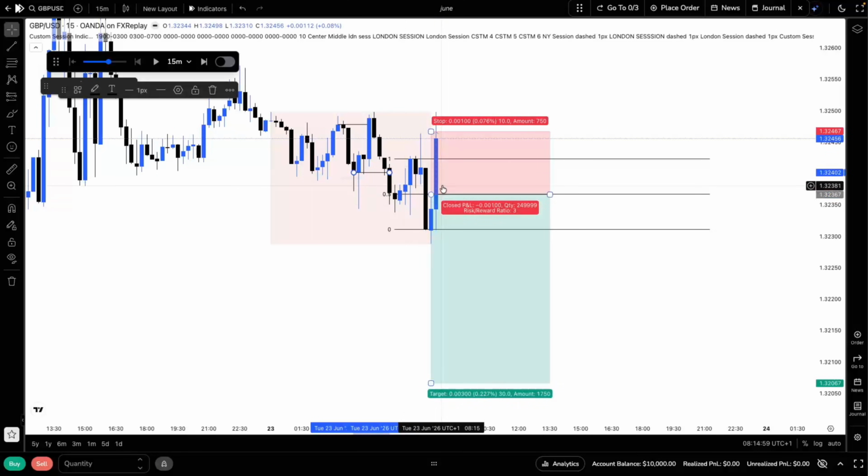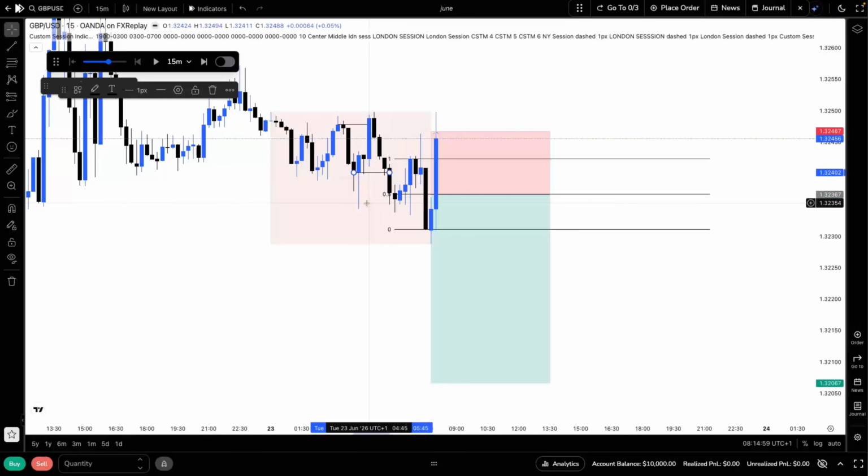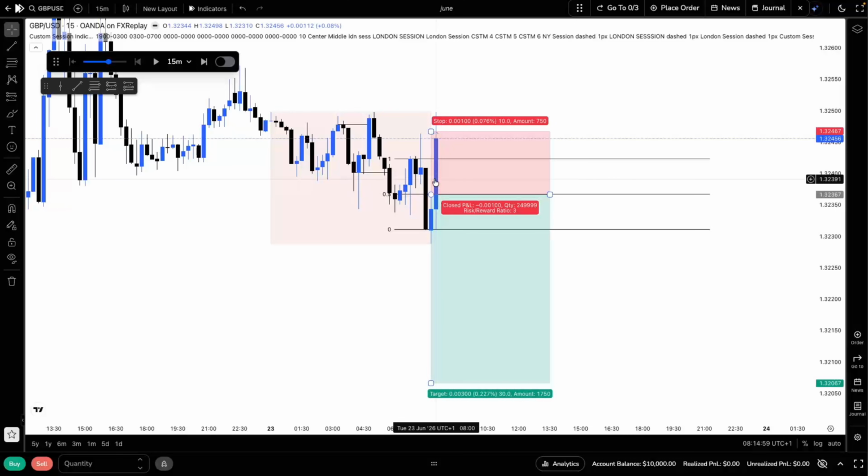So me entering here based on this was kind of stupid, because in my head I was thinking, okay, break structure to the downside, it's retested in, break structure again, and then enter off of here to take lower, which in the moment was correct and was a good way of thinking about it and taking the trade.